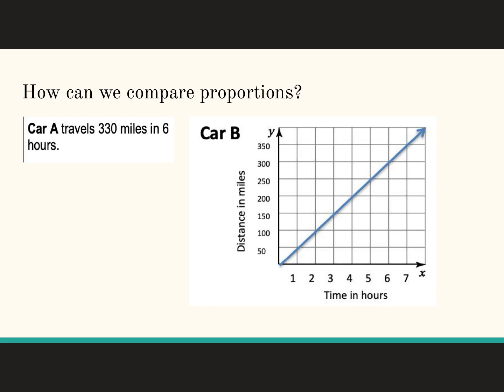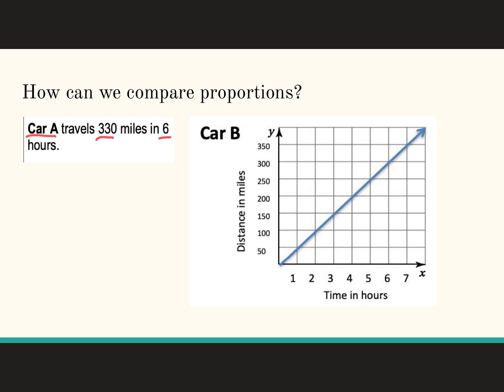Okay, so what about when we're given them different ways? Here I have car A, and this is, remember, a verbal description. It travels 330 miles in 6 hours. And then for car B, I've been given a graph. Here I can see the time in hours, and I can see the distance in miles.